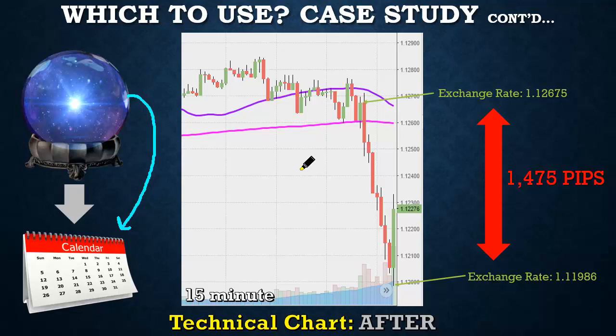So in this example, like I said, the value of the exchange rate pretty much crashed. In the matter of just a couple hours, the value went down 1,475 pips. So if you start to think about that, even if you were just getting $1 a pip, that would have been a pretty nice trade. Now, that implies that you would have traded it perfectly. I'm not saying that, but even if you would have traded it half perfectly, that could have been a very nice gain.